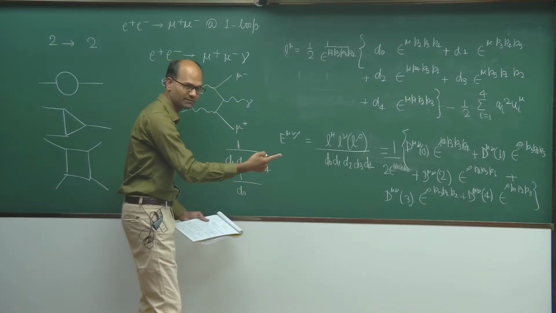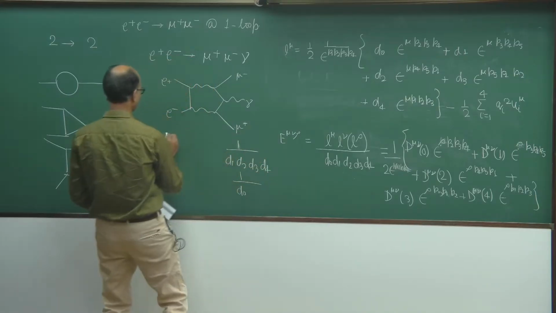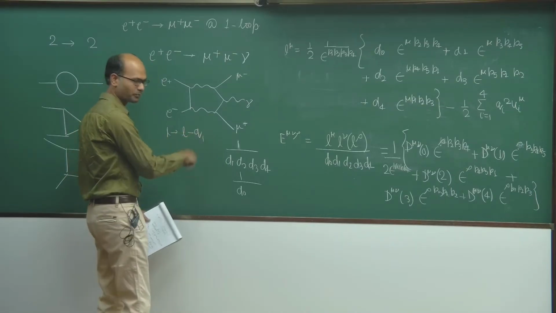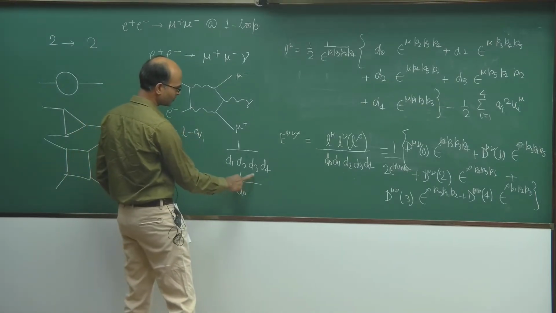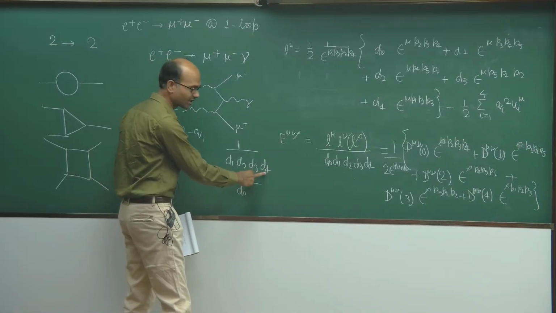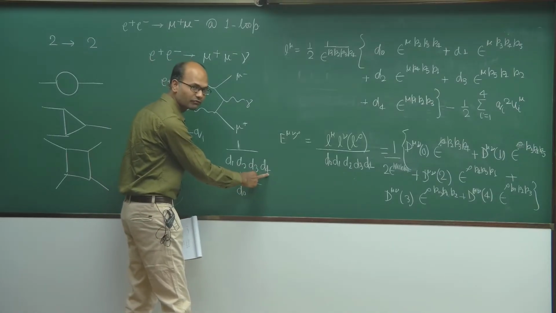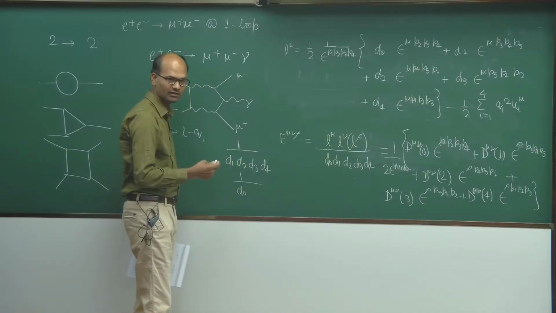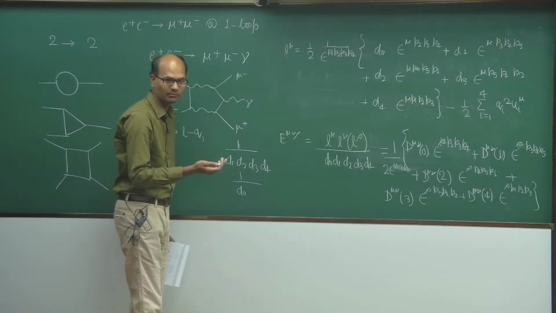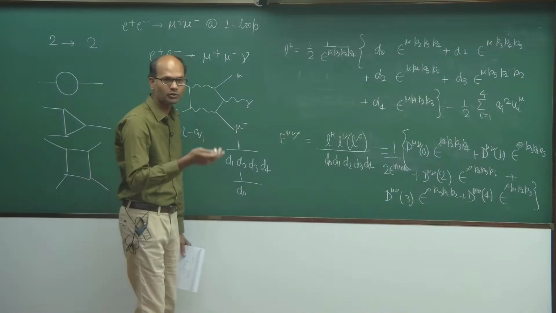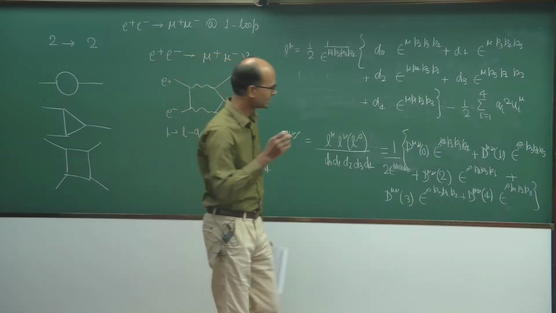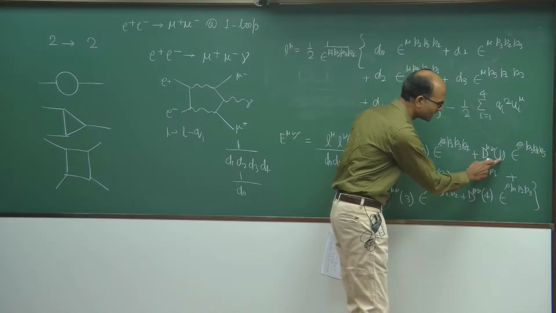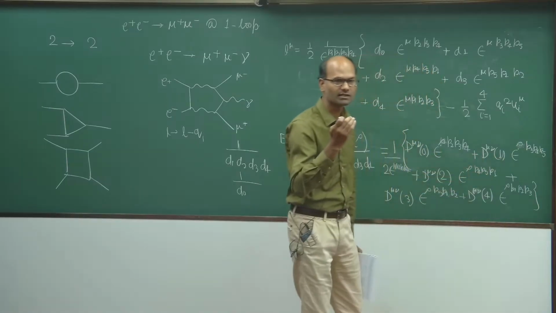P2 plus P3, because I'm shifting L minus Q1, which is basically equal to P1. So here I get P2, here I get P2 plus P3, here I get P3 plus P4. So as far as this box topology is concerned, the relevant momenta which are going in are P2, P3, P4.